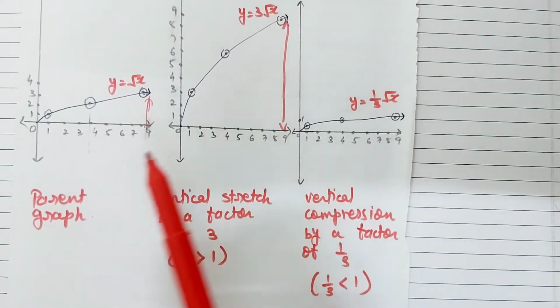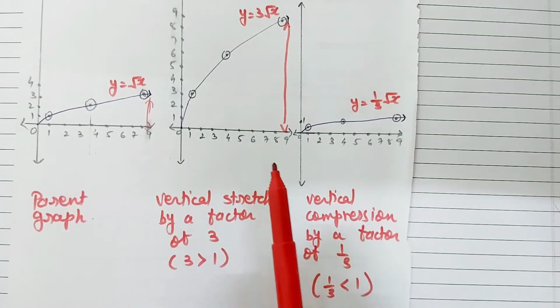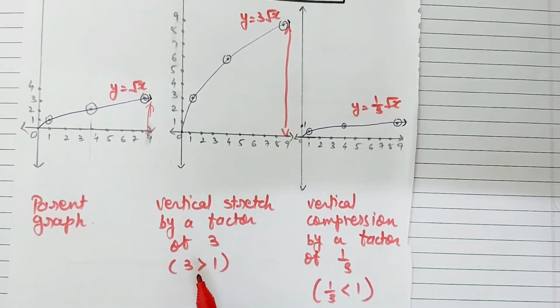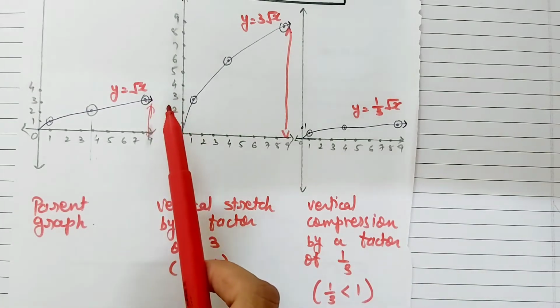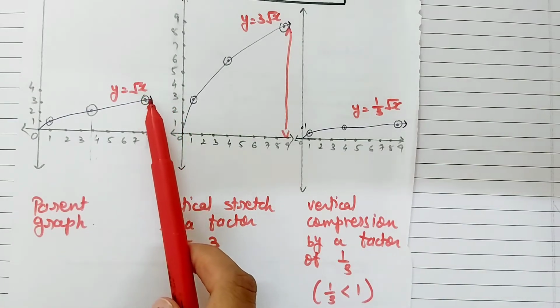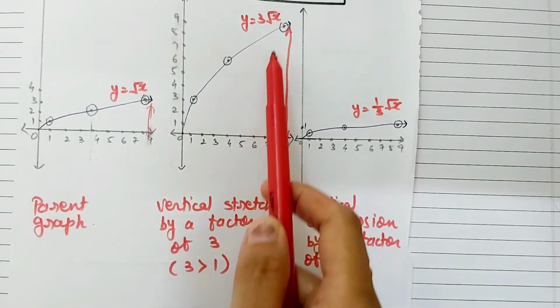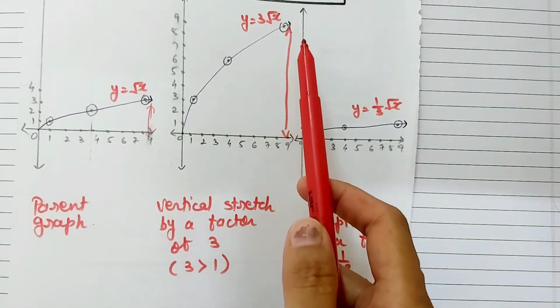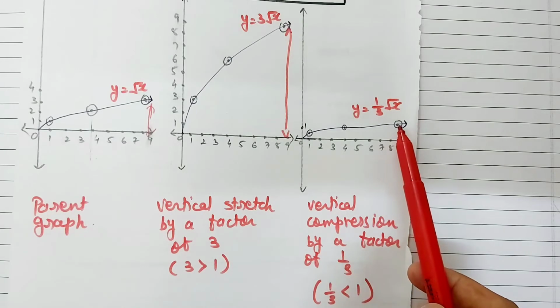This is the parent graph. This is the vertical stretch by a factor of 3. 3 is greater than 1, that's why it stretches. And this is vertical compression by a factor of 1 by 3. 1 by 3 is less than 1, that's why it compresses. Let's keep in mind this third point. It is at this particular position in the parent graph. Look at it getting stretched when we multiply by a factor greater than 1, and look at it getting compressed.